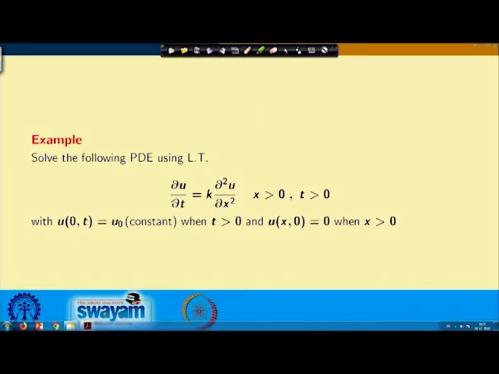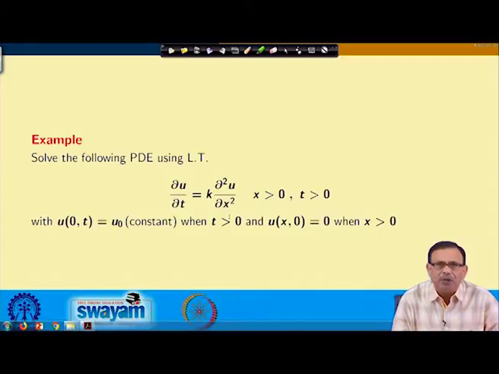Let us take one more example of the heat equation. Solve the following partial differential equation using Laplace transform: del u by del t equals k del 2 u by del x square, x greater than 0, t greater than 0, with u(0, t) equals u0, which is constant, when t greater than 0, and u(x, 0) equals 0 whenever x greater than 0.